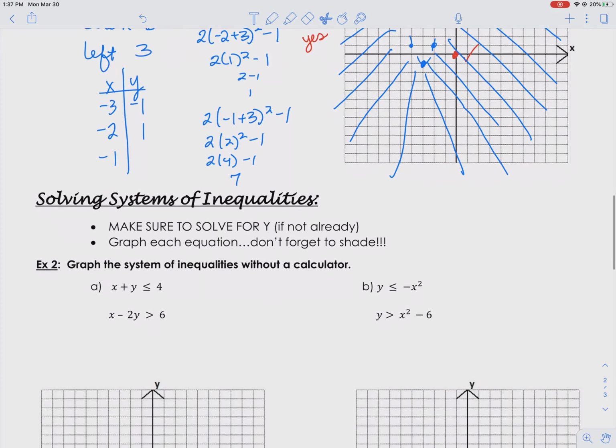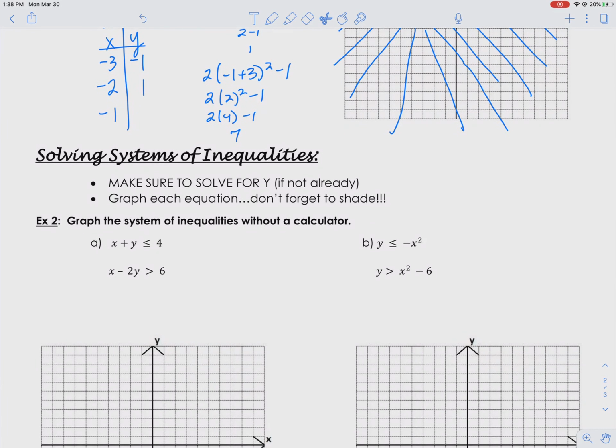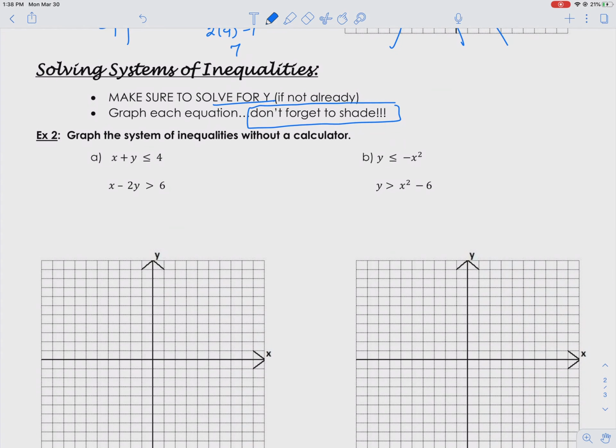Okay, so a couple things. Be sure that you solve it for y, if it's not already solved for y. Graph each equation, and don't forget to shade. Lots of people forget the shading. All right, so it looks like we have 2 lines in that first one because we have no squares or anything. So I'm going to graph this first one.